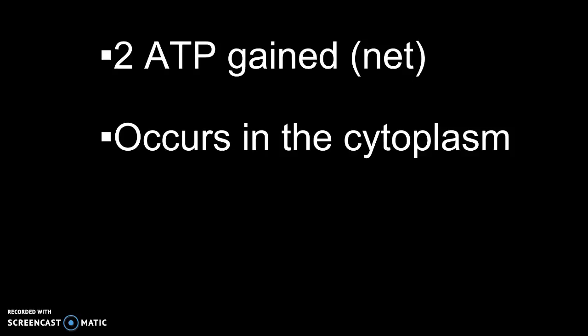So we use 2 ATP, and then we're able to get 4 ATP at the end. Now since we get 4 ATP, but we had to use 2 to start, that's where this net comes from. So our total after that equation gives us 2 ATP. And this is going to be happening in the cytoplasm of the cells.